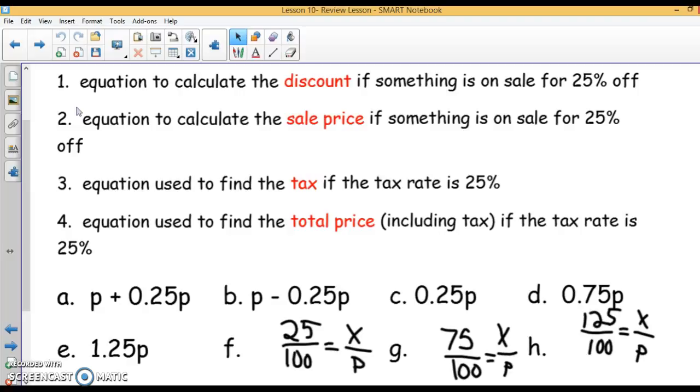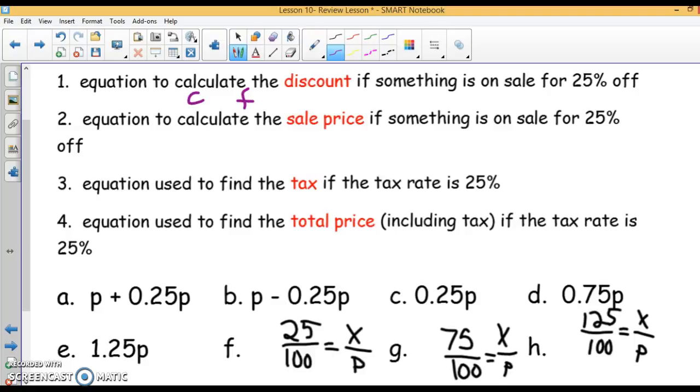All right. Number one, an equation used to calculate the discount if something is on sale for 25% off. So if I want to find the discount, I'm not going to do 25% of the number. I'm just looking for the discount. So what letters could work for that? I could use C. Any others that are 25%? I'm looking for P. No, there's nothing else that will give me P, the discount. All right. Oh, no. Look at F. F will work. Okay. E's the total price. We're looking for 25% of it. F would also work.